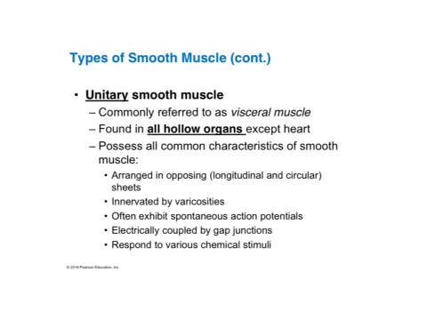There's two types of smooth muscle. We have one that's called unitary smooth muscle, and it's commonly called visceral muscle. It's the one that's primarily found in all of the hollow organs except for the heart. So in these areas where we have these unitary smooth muscles, we have them arranging in the sheets that we've already described, the longitudinal and the circular layers, and we do innervate with the varicosities, where we have spontaneous action potentials happening in the smooth muscles, gap junctions, and we could respond to the chemical stimuli that we've already described.